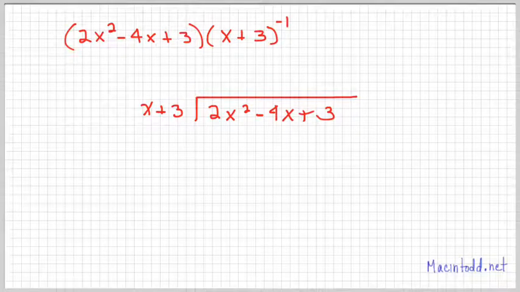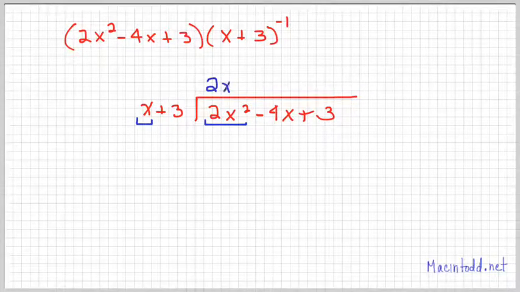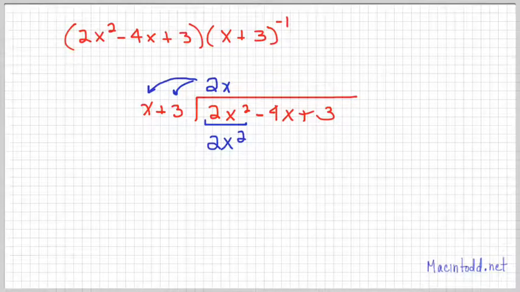First thing you want to ask yourself is, what do I have to take x times to get the first term into the dividend? In this case, 2x squared. So I got to take it times a 2 to get a 2, and another x, so that when I multiply 2x times x, I get 2x squared. Okay? So now that I've figured out what to multiply by, I actually take that 2x times my divisor. So 2x times x is 2x squared, and 2x times 3 is 6x.